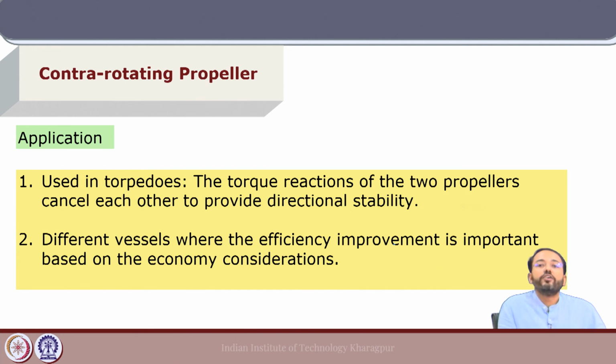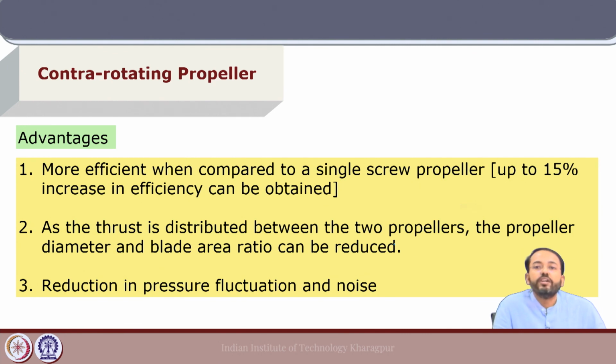Regarding applications for contra-rotating propellers, they are used in torpedoes, because these torpedoes are in the shape of a body of revolution, and if contra-rotating propellers are used, then the torque reactions of the two propellers as they are rotating in opposite directions will cancel each other, and that will provide directional stability. Also, these contra-rotating propellers can be used for different vessel types where efficiency improvement is important based on the economic considerations for vessel operations. What are the advantages of contra-rotating propellers?